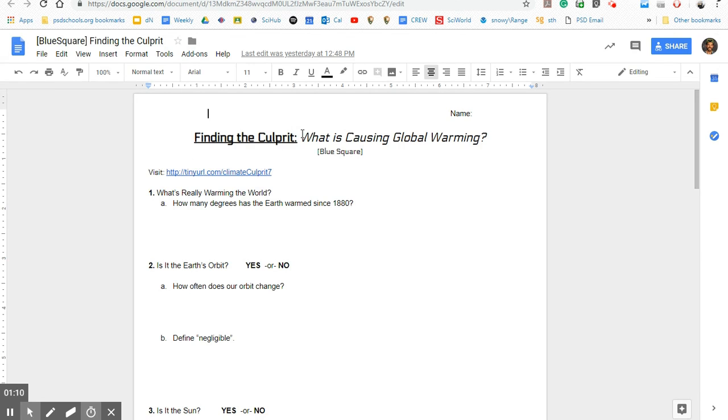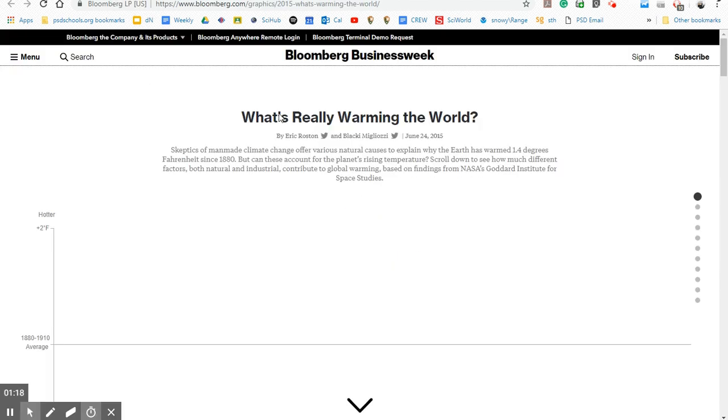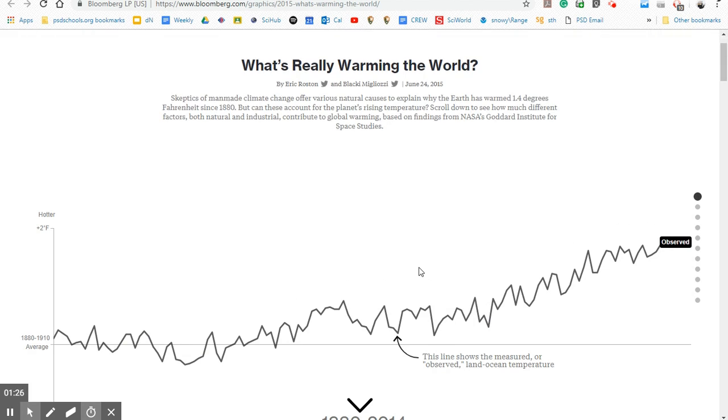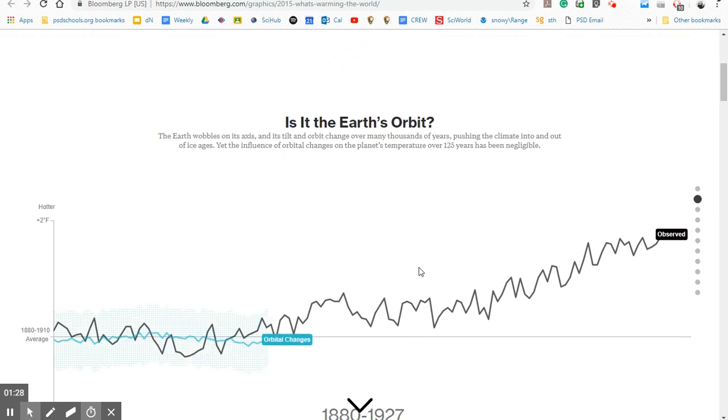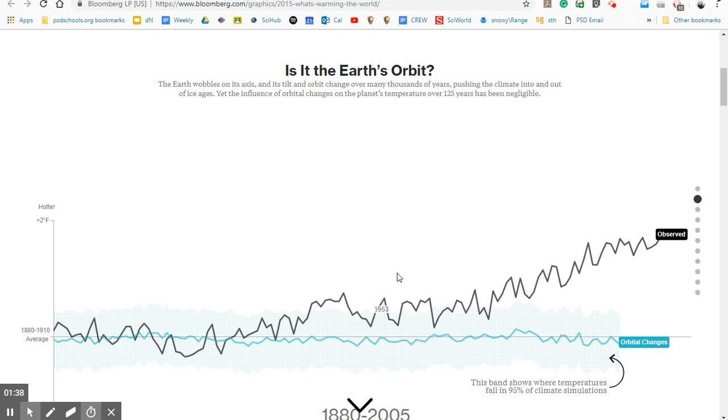Now, in this example, the blue square assignment is called Finding the Culprit. And what I want the students to learn is what is causing global warming. So I provide a website, a Bloomberg website: What's Really Warming the World? It's got several graphs where it takes the observed temperature and compares it to different things that some people have said are affecting this increase in temperature. And really, the goal is to find some correlation between the factors.